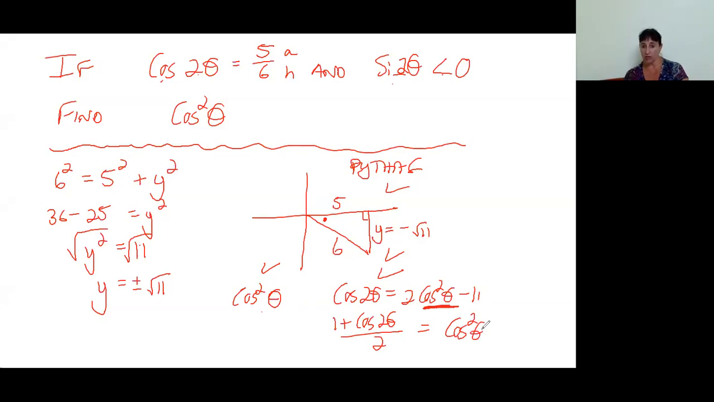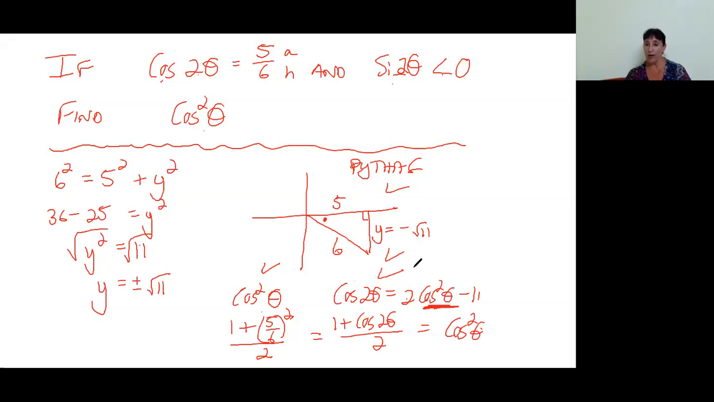That's what I want, cos squared theta, which is 1 plus cos 2 theta over 2. We're literally using an identity here: the double angle formula for cos 2 theta, then rearranging it to find what I want. That's why I use this version, because I need a cos squared.